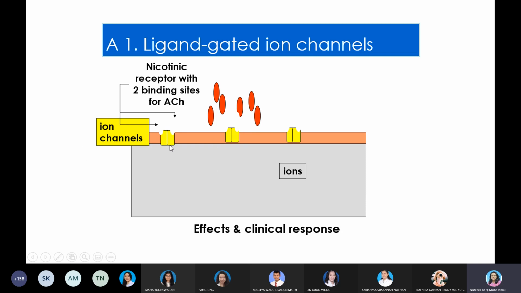These are receptors. The yellow rectangles are the ion channels. Can you see this white thing here? Yes, doctor. That is the receptor site. The receptor site is on the ion channels. Let us see what happens.